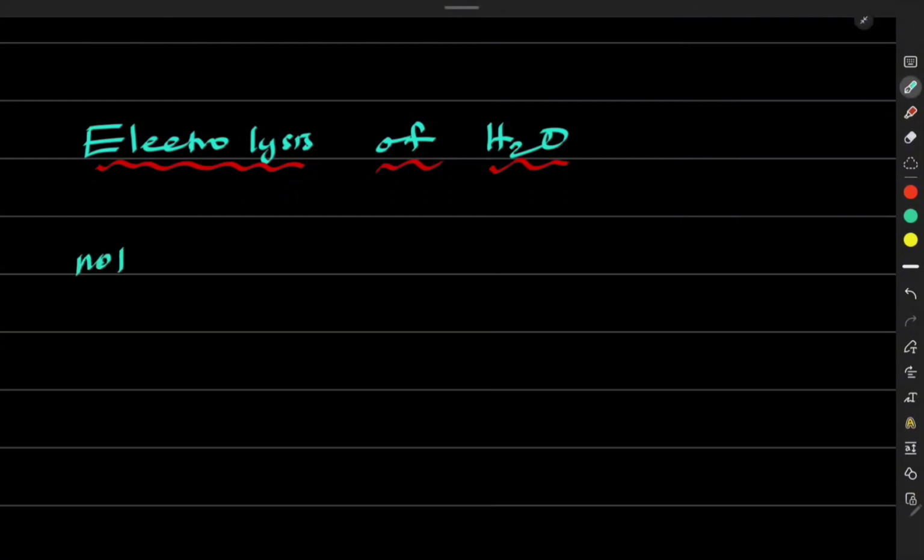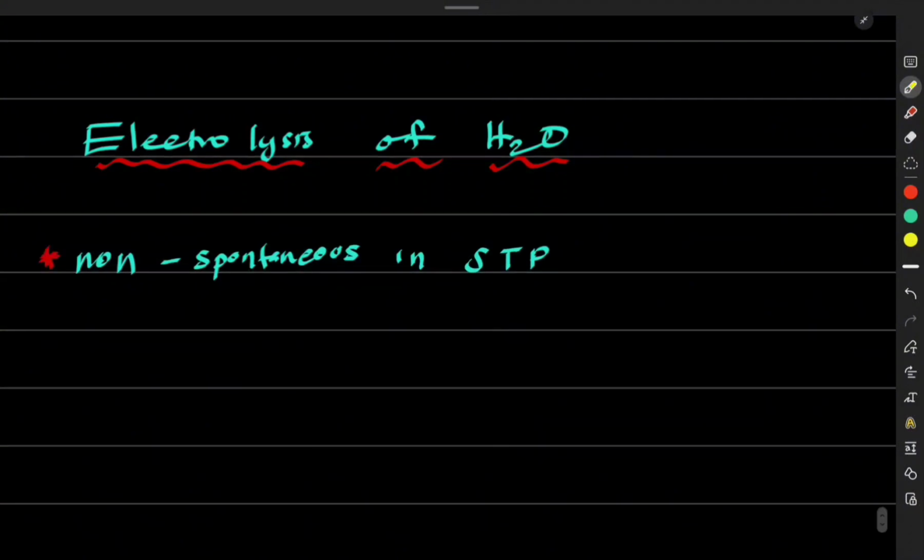Let's write it down: non-spontaneous in standard temperature and pressure. Therefore, we need to supply external electrical energy. And when the external electrical energy is supplied, electrolysis of water occurs.